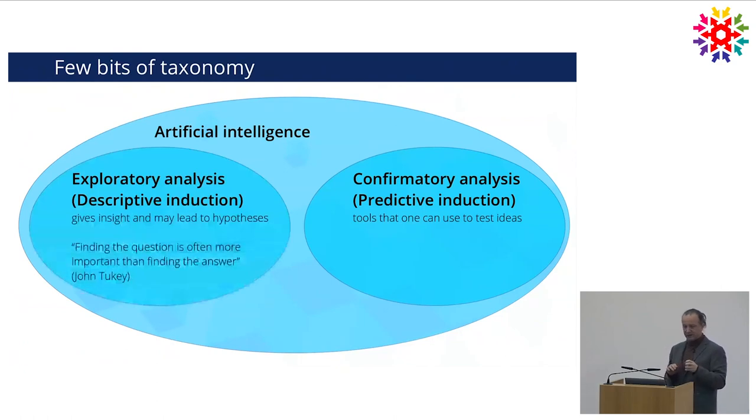A much less visited approach, unless in a very intuitive way, is the exploratory analysis that is also called descriptive induction. So the algorithm will still find rules, but it gives a description of the data, not a prediction. I quoted John Tukey, a famous statistician of the 20th century, who said: finding the question is often more important than finding the answer. I think it's a self-explaining little sentence that has a deep insight.